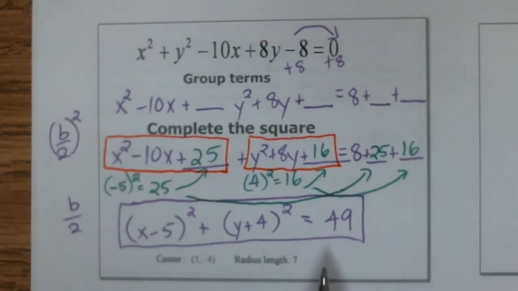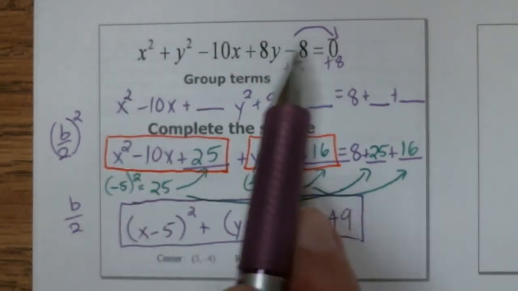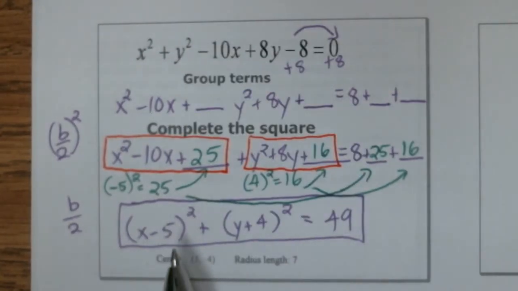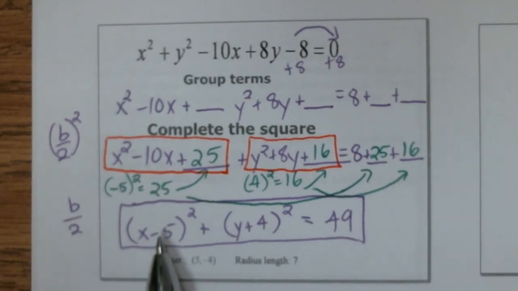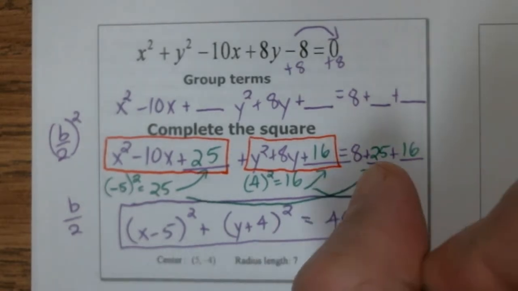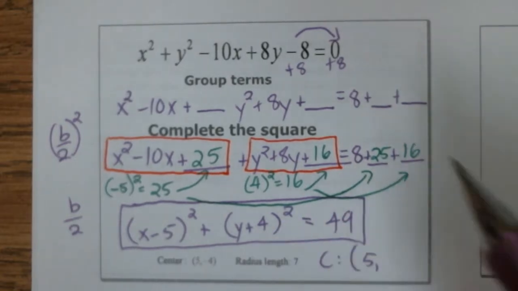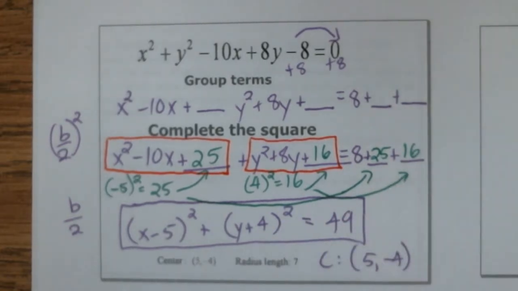Now I can tell you what the center and the radius are. I can't tell you what the center and the radius are up here. I have no idea because I'm not in this form. So after I complete the square, I can tell you. What do I do with my signs for the center? The center, we flippy flip. Flip that guy, 5. Flip that guy, negative 4. So that's my center.